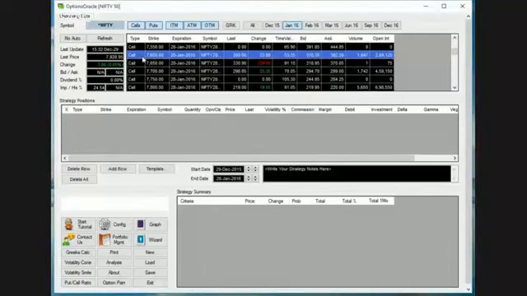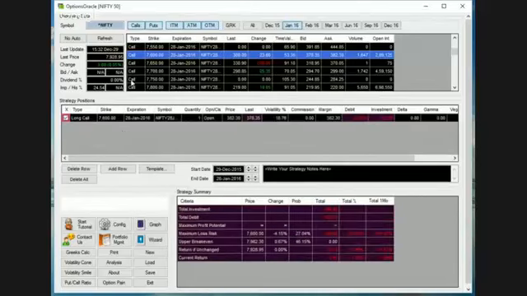So right now we do a ratio back put spread, right? So we would go put.